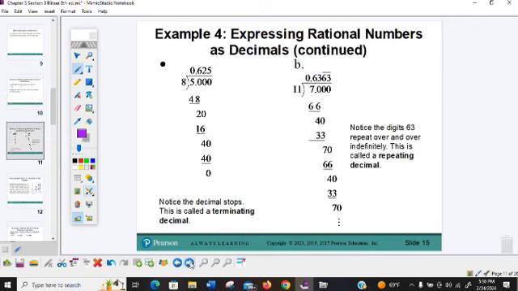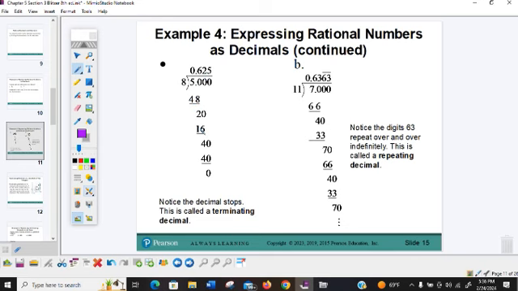Okay, so 8 doesn't go into 5. We put a 0 and we add a 0 here and make it 50. Bring your decimal up after you add that, okay? 8 goes into 50 6 times. 6 times 8 is 48. When you subtract, you get 2. We need another 0. 8 goes into 20 2 times.